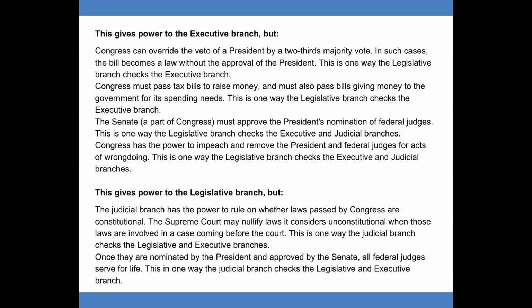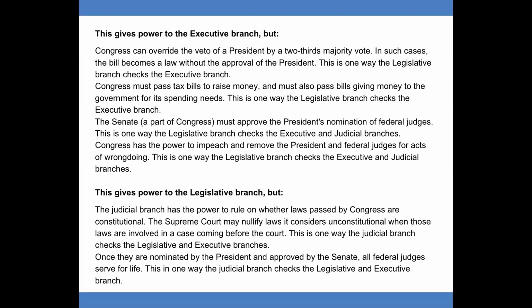This gives power to the legislative branch, but the judicial branch has the power to rule on whether laws passed by Congress are constitutional. The Supreme Court may nullify laws it considers unconstitutional when those laws are involved in a case coming before the court. This is one way the judicial branch checks the legislative and executive branches.